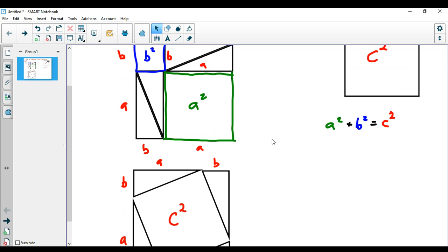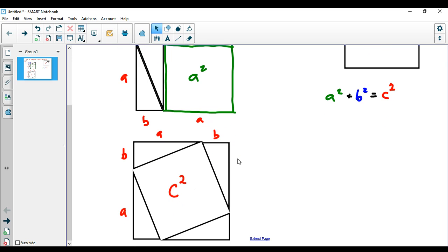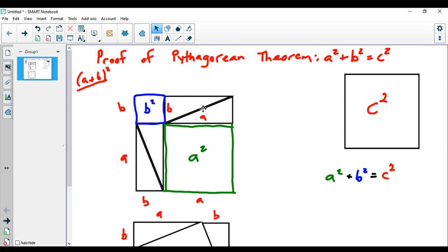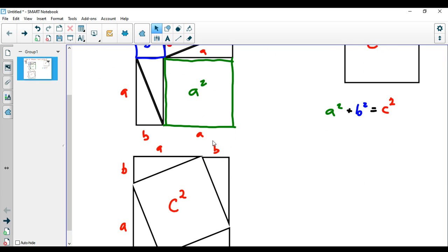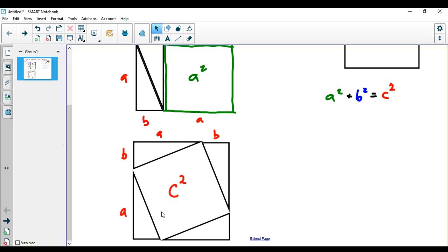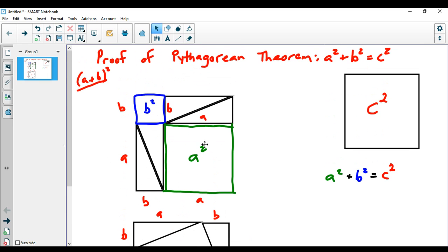And so that means the space that's left after you take away those triangles has to be the same, right? Because the area of those 4 triangles is going to be the same in both. And since both of the big squares have the same area, once you take away the area of the 4 triangles, what's left has to be the same. And what was left in this one? C squared. And what's left in this one? A squared plus B squared. And so that is a fun little visual proof of the Pythagorean theorem: A squared plus B squared equals C squared.